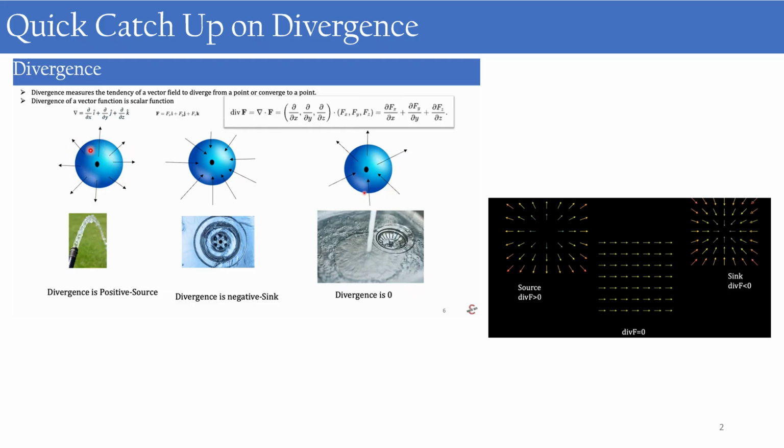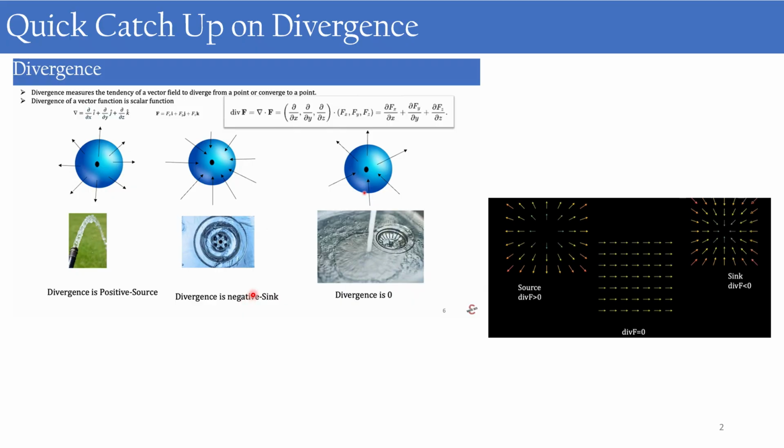If the fields are coming out of the source, we say the divergence is positive. That means the vector fields are diverging from this point. As we are considering water as the field, let's see what happens if we have a sink. A sink means water is going through that sink. Similarly, if we consider this as a sink, all the fields will be coming to that point. In that case, it is converging at that point.